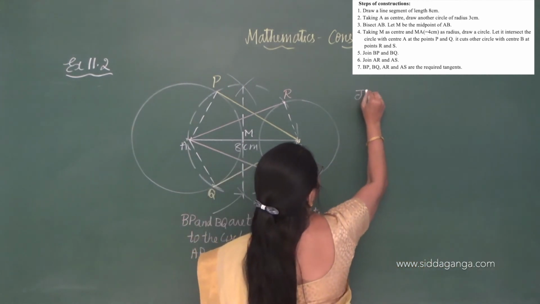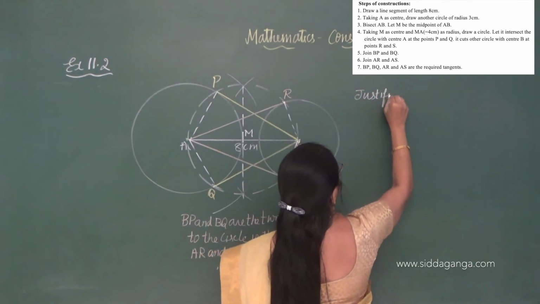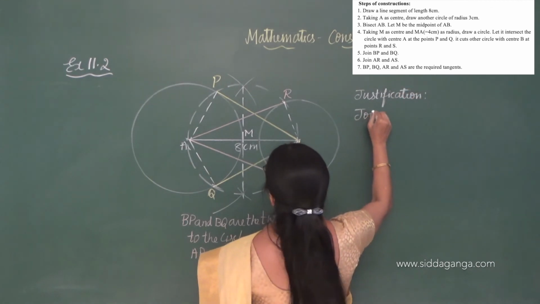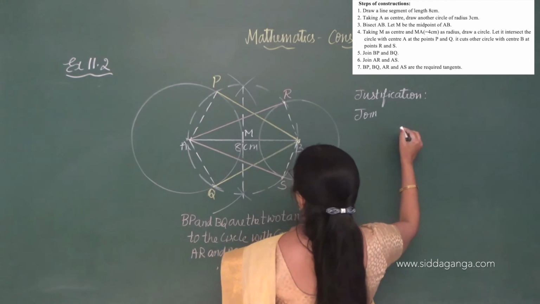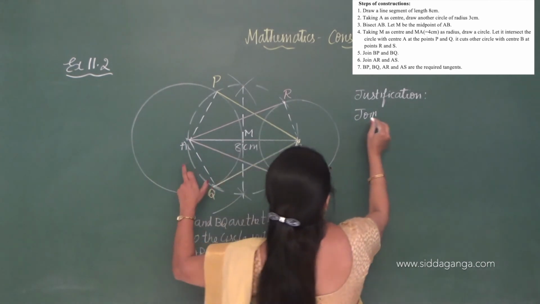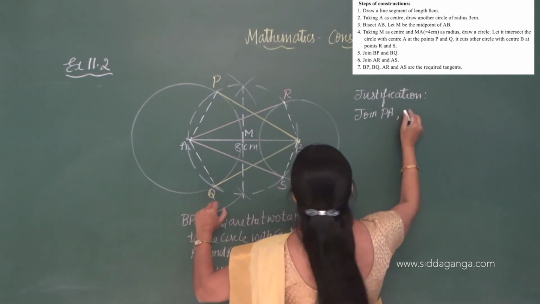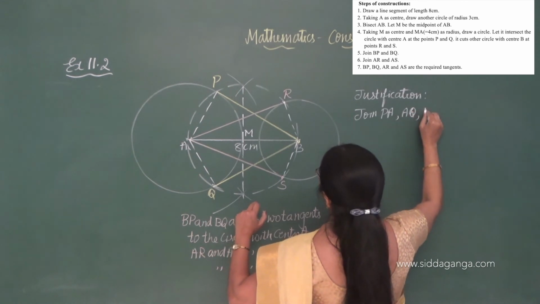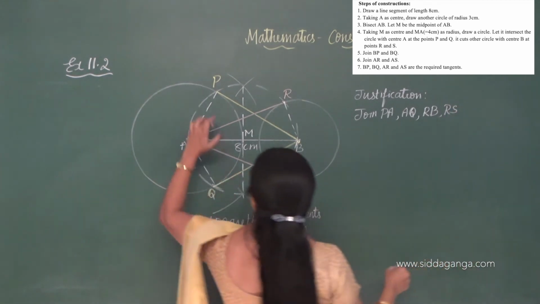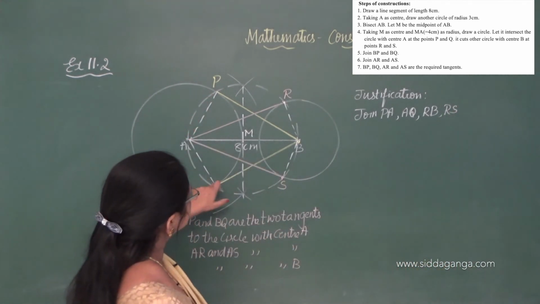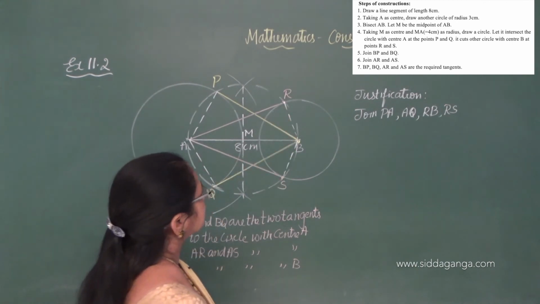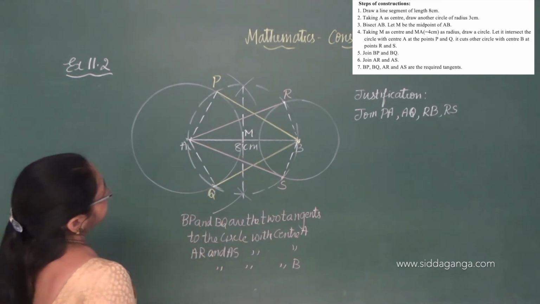Now, justification. Join PA, AQ, RB and RS. So you are going to join this and here, and BS and BR. Now just observe carefully.